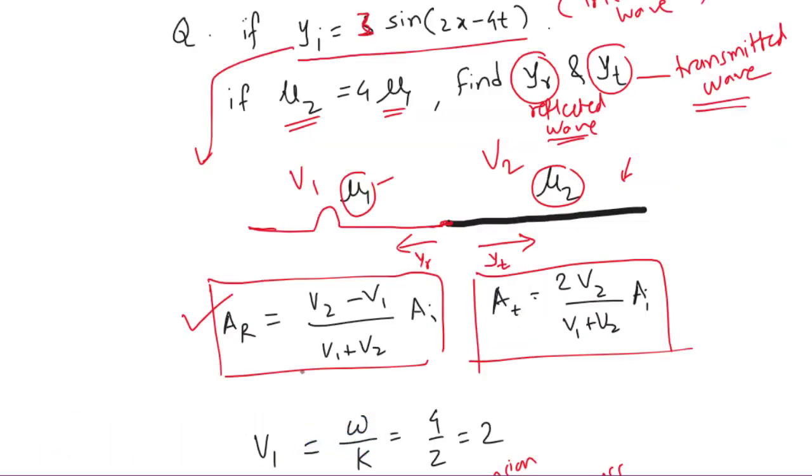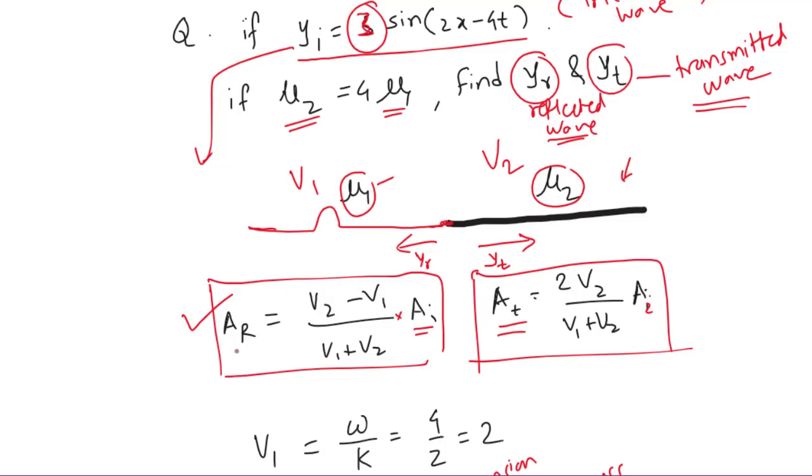To solve this problem, you must know this formula. Amplitude of the reflected wave is given by (V2 minus V1) divided by (V1 plus V2) into AI, that is the amplitude of the incident wave. Amplitude of the incident wave is 3, okay, and we don't know V2, V1. So let us see how we can do that. But before that, another formula: amplitude of the transmitted wave is given by 2V2 upon (V1 plus V2) into AI, that is the amplitude of the incident wave.